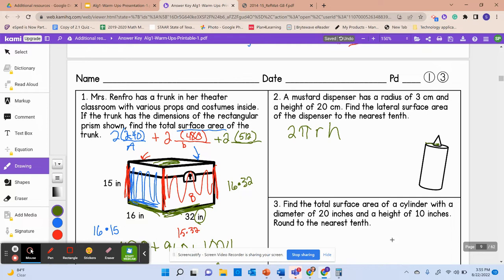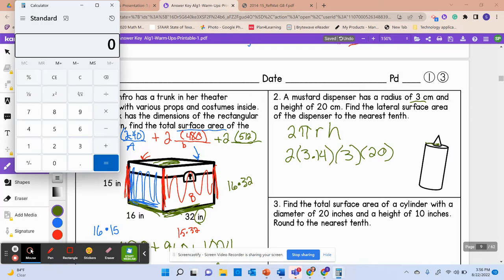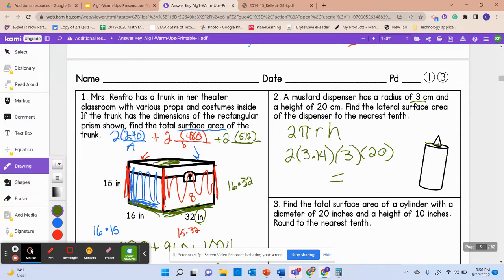So we have 2 pi, with pi sometimes known as 3.14, radius of 3, and then a height of 20 centimeters. Well, what it means when everything is side by side is everything is multiplying. So we can easily pull up our calculator and do 2 times 3.14 times 3 times 20. And we will get a big number there.